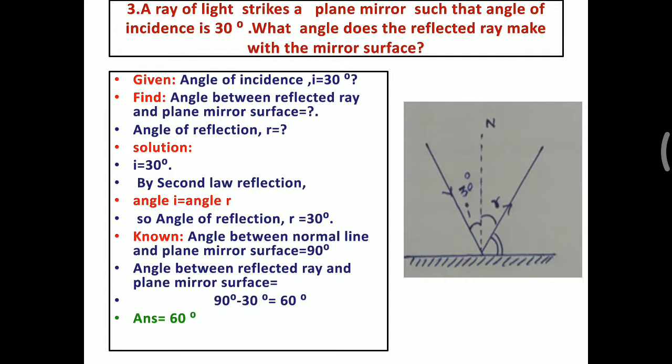The solution: i equals 30 degrees. We know that by the second law of reflection, angle i equals angle r. So the angle of reflection r equals 30 degrees. We know that the angle between the normal line and the mirror surface is 90. So the angle between the reflected ray and the plane mirror surface is 90 minus the angle of reflection. The angle of reflection is 30, so 90 degrees minus 30 equals 60 degrees. So this is the angle between the reflected ray and the plane mirror surface.